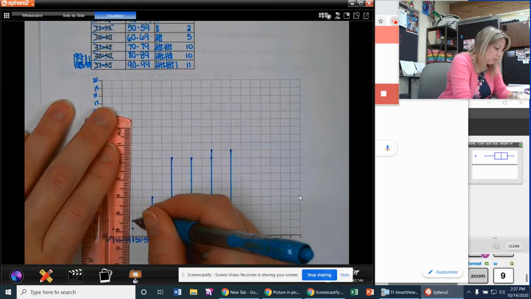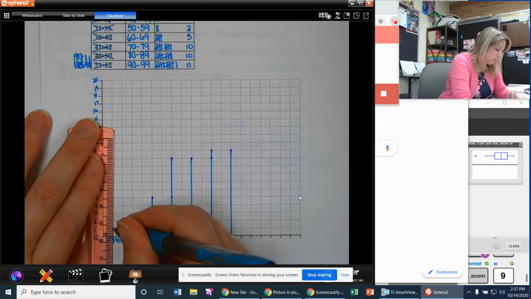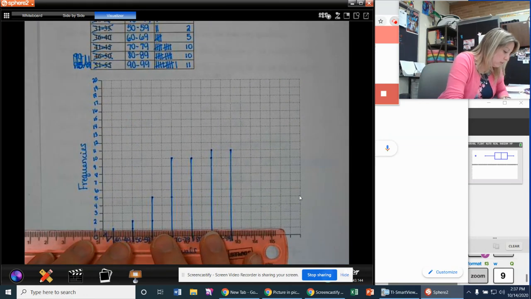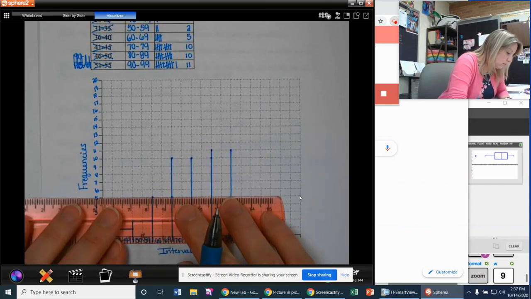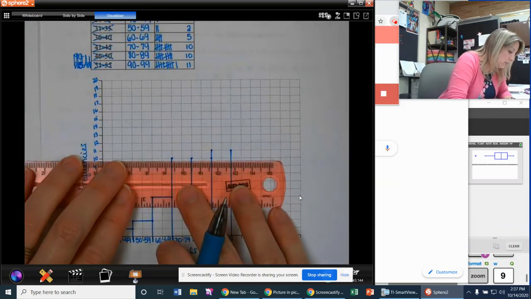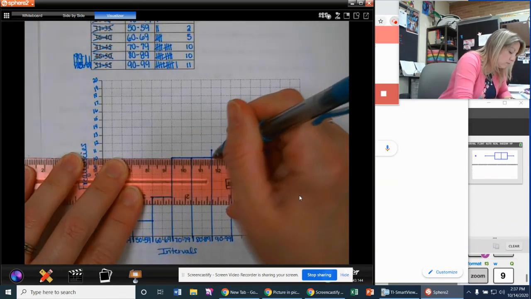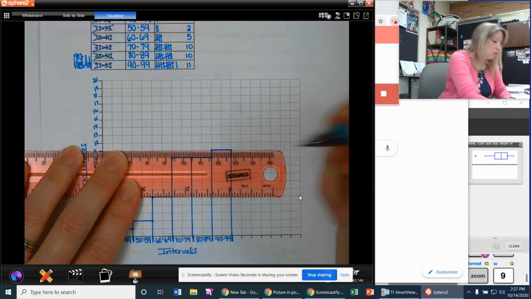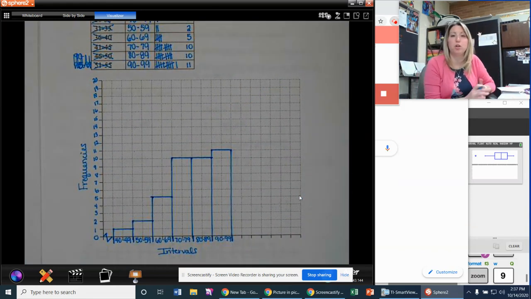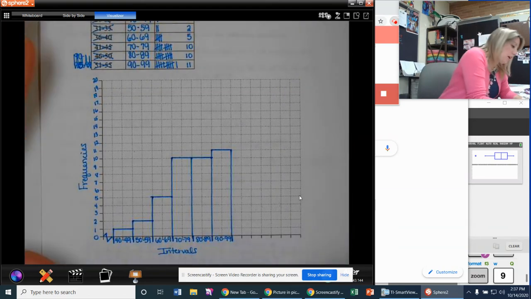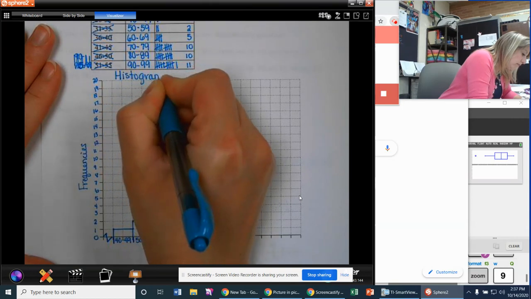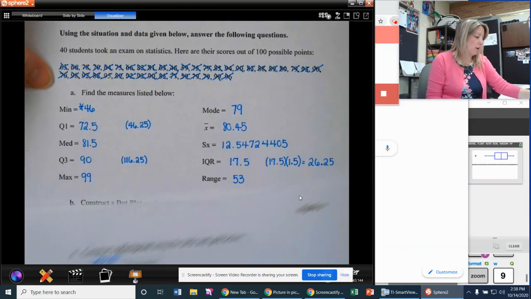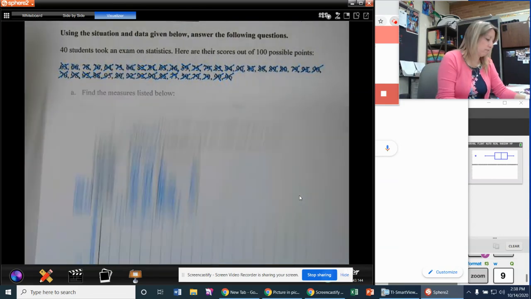Histograms don't take as long because of your intervals. Now I'll draw my horizontal lines for the tops of the bars. Histograms are touching. Bars are touching. Bars are always the same width. Those two bars were even the same height because they had the same number of frequencies inside their interval. We always label interval here, frequencies here, and then histogram of labels the top, and you want to know what you have, exam scores.